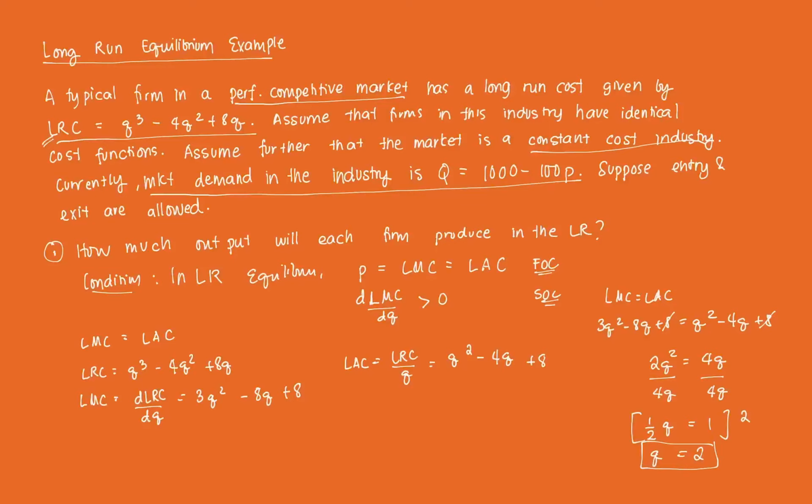Okay, so therefore, at long-run equilibrium, each firm will produce a quantity Q equal to 2. Now, that's the FOC. We need to go now to the SOC.